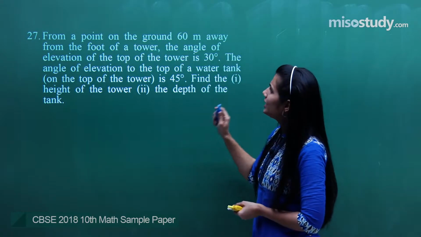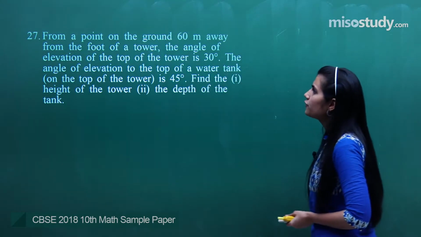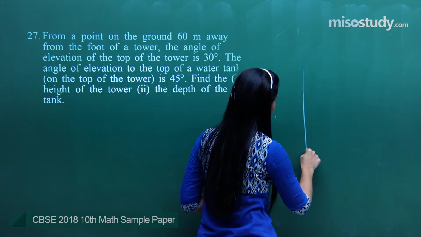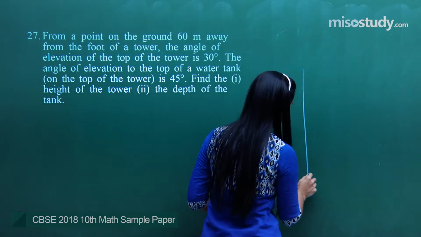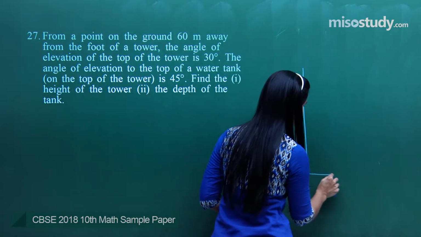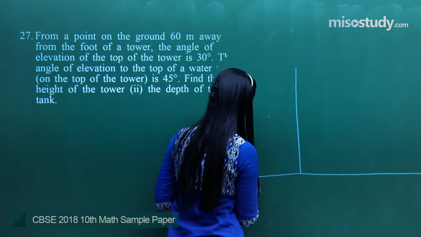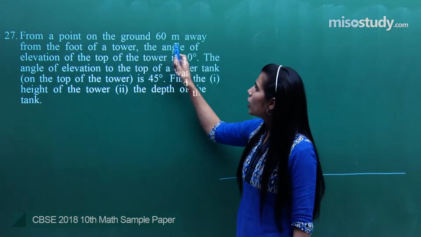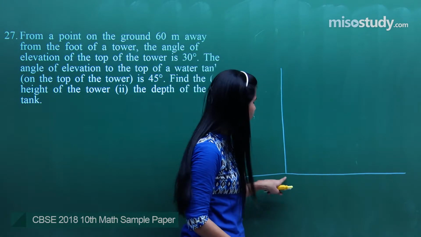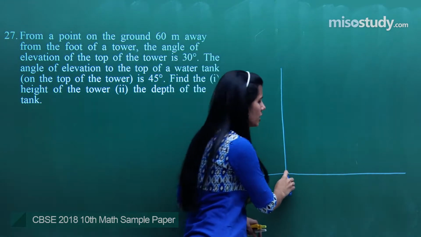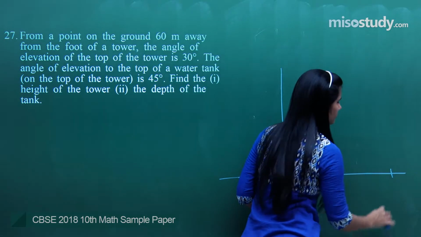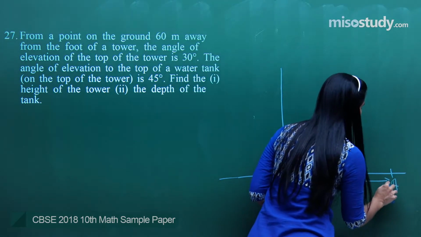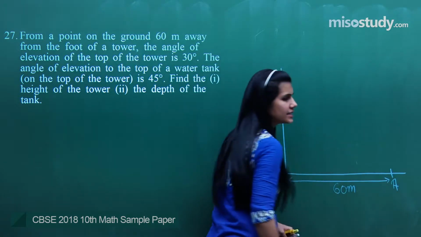It is saying from a point on the ground 60 meters away from the foot of a tower. So there is first of all a tower. Suppose this is the tower and obviously then this is the ground. Okay, this is your tower and this is your ground. It is saying from a point on the ground 60 meters away from the foot of the tower. Now this is the foot of the tower, move 60 meters away. Suppose this is your point A, then from this point O to point A, length is 60 meters.